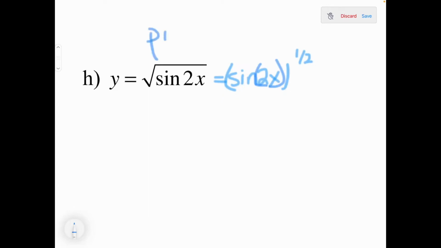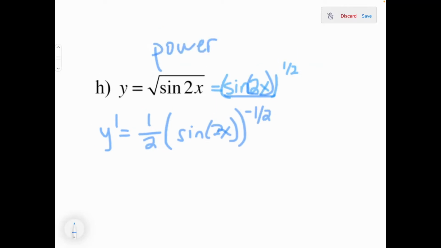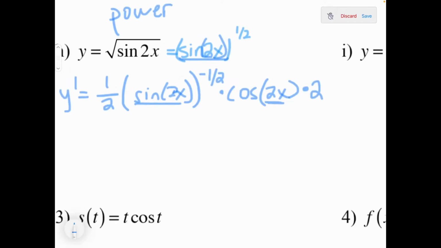So again, this is power rule because the inside function is being raised to the 1/2 power. Y prime would be, just using power rule, sine 2x raised to the negative 1/2. But then we have to multiply by the inside function. Derivative of sine x is cosine 2x. We still have an inside function. We're going to leave it alone, and we're going to multiply it by 2. That's just the chain rule over again.